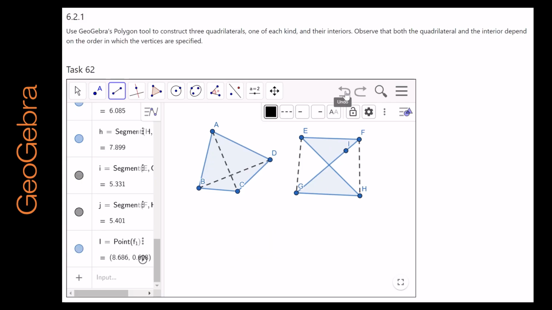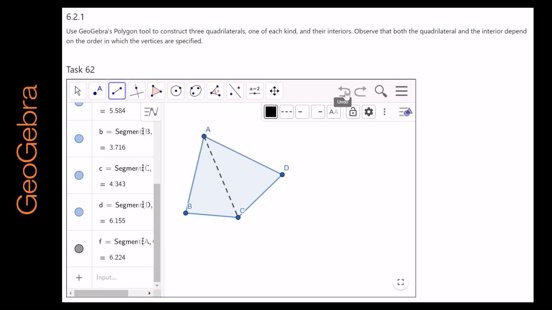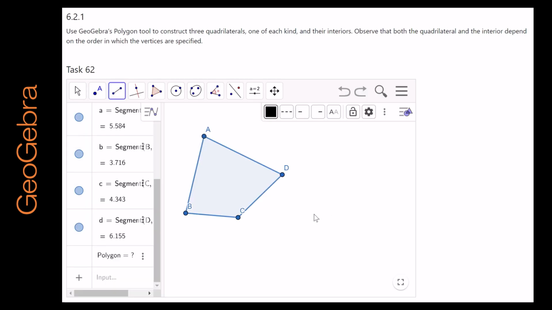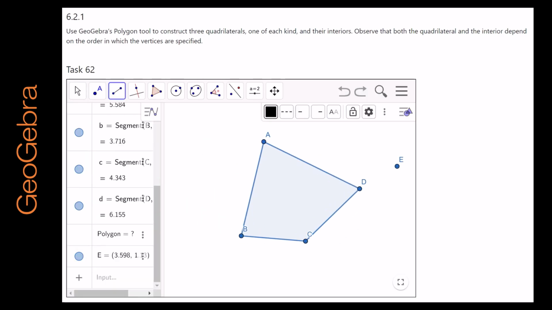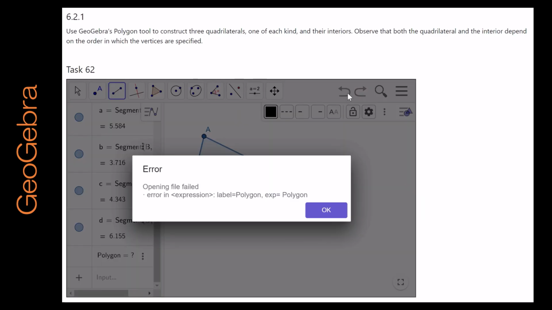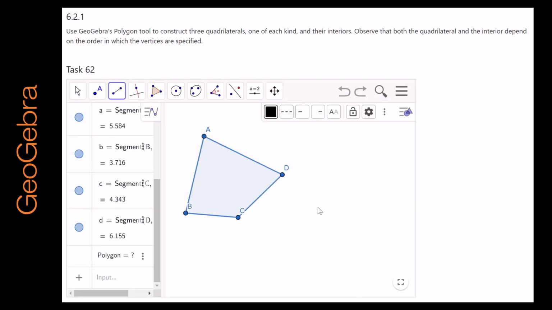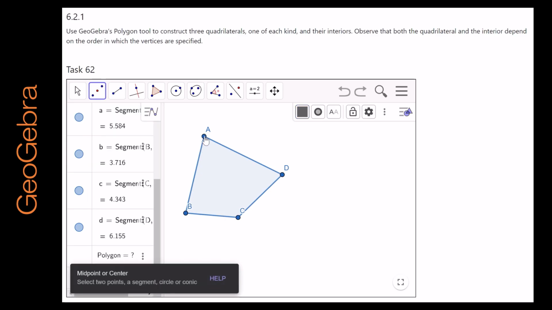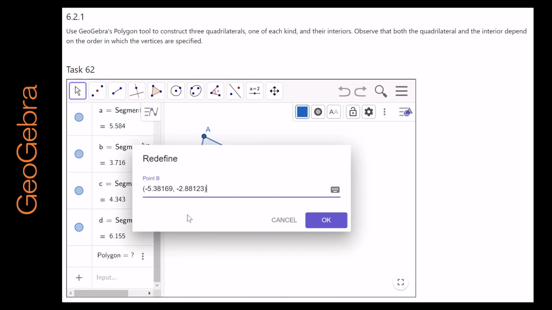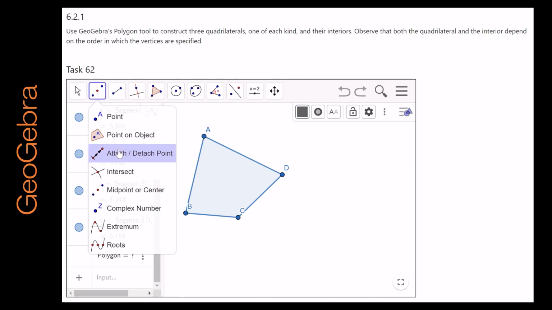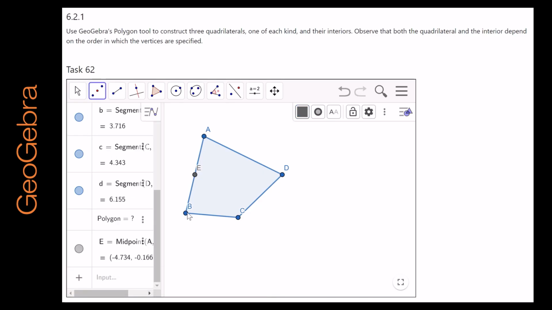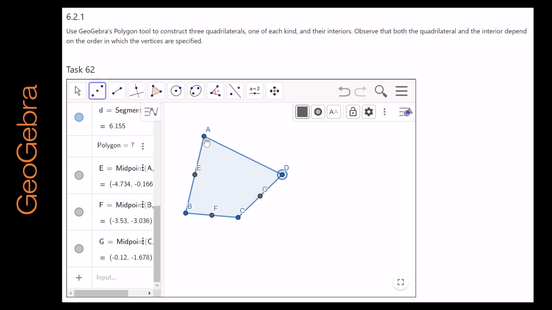So for our first theorem that we're going to prove this week, we're dealing with a midpoint. So what I'm going to do is find the midpoints of those segments. The midpoint of AB, the midpoint of BC, of CD, and DA.